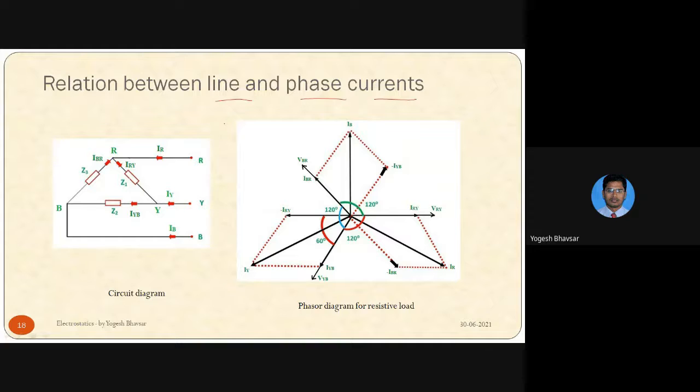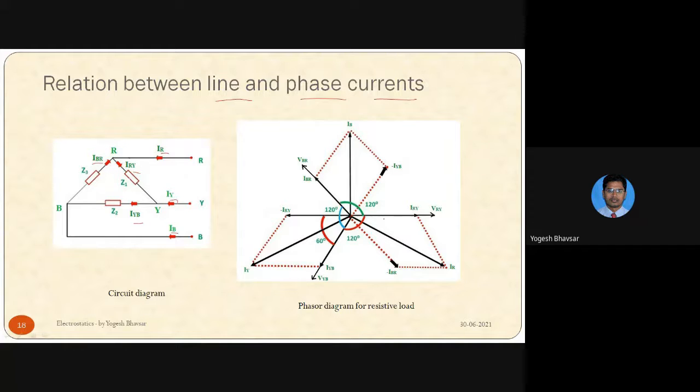Now look at how it will be defined. See, we have the same circuit diagram, RYB. Here we represent the line currents IR, IY and IB. And the phase currents: from R to Y we have IRY, from Y to B IYB, and from B to R IBR. These are the branch currents. IR, IY, IB are the line currents; IRY, IYB and IBR are the branch currents.